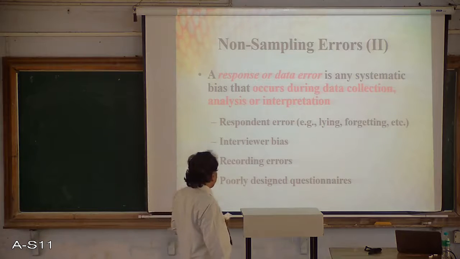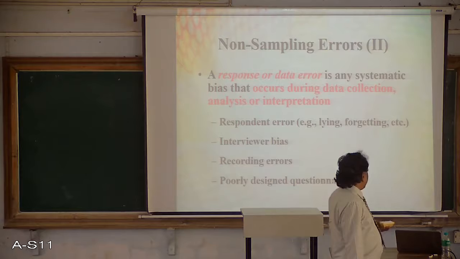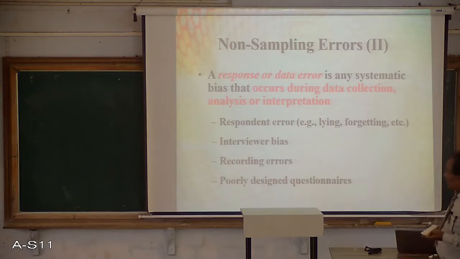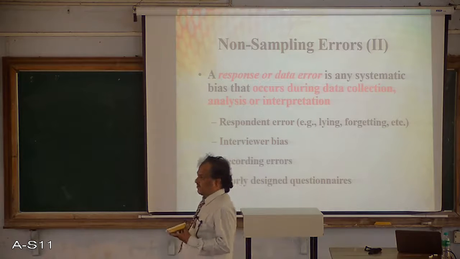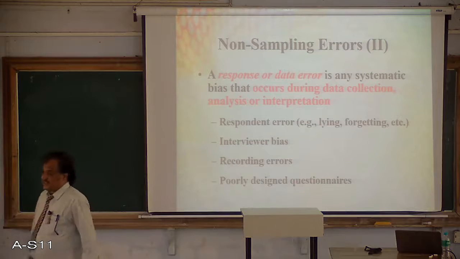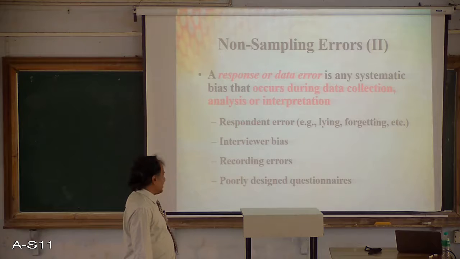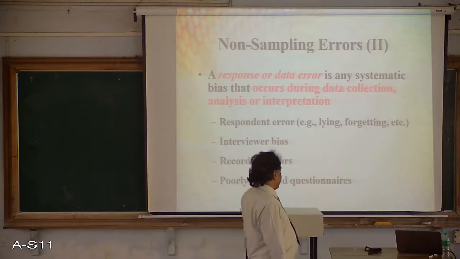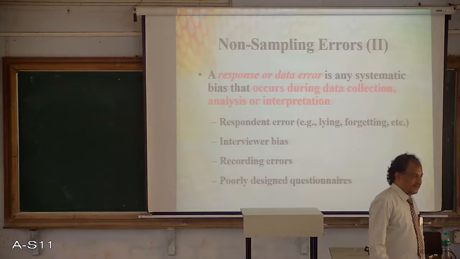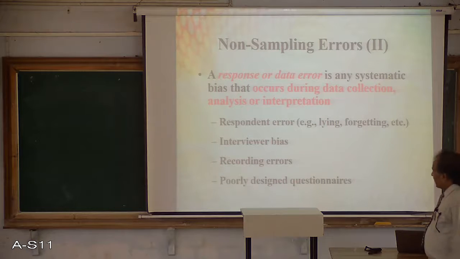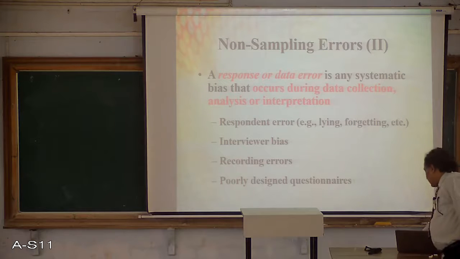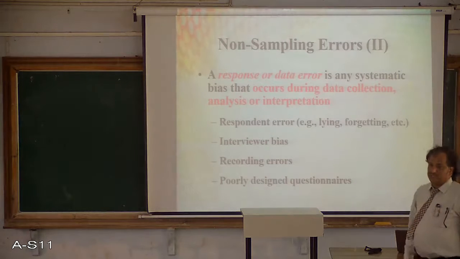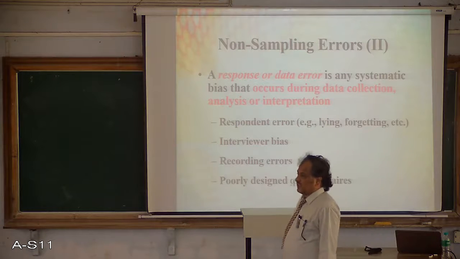Respondent error is basically lying or forgetting, which is an example, and sometimes interviewer bias leads to this kind of error. Sometimes the interviewer's bias, based on some influence, will end up selecting the wrong sample for the study. Recording errors, poorly designed questionnaires, all these methods of data collection or interaction will lead to the data error or the respondent error.